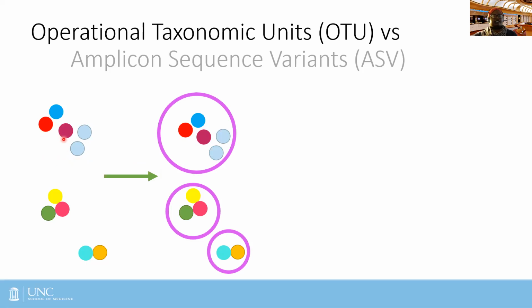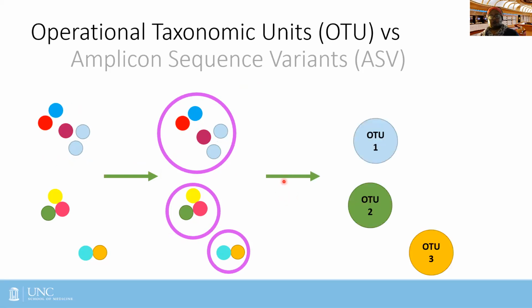And we're going to look for all the sequences that are 97% similar. And then we're going to cluster them into clusters like so. And then we're going to claim that these clustered sequences are OTUs, and these are a computational interpretation of a taxonomic species.